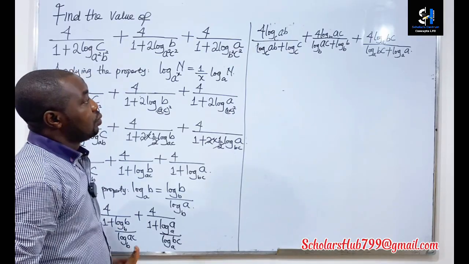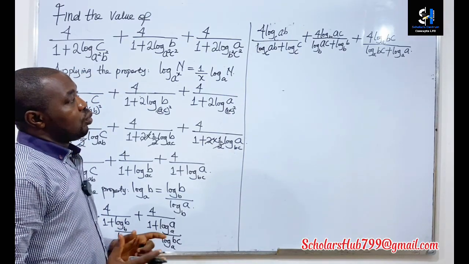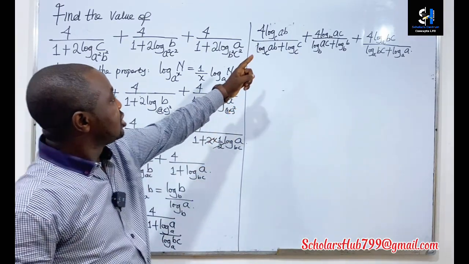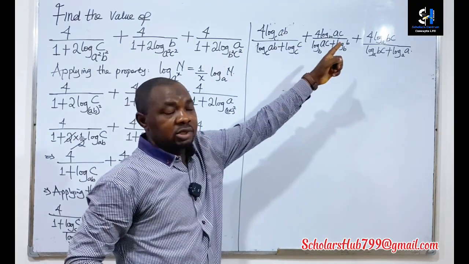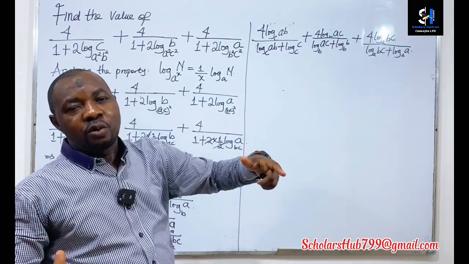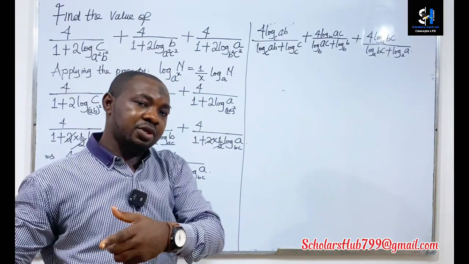All right, so from here, what to do next is to write the logarithm of the product as the sum of the logarithms of the two separate quantities.